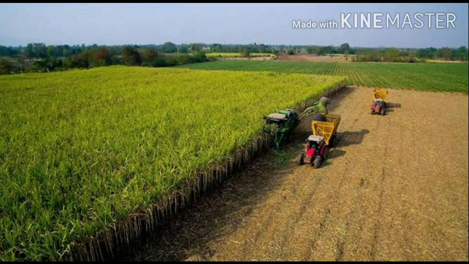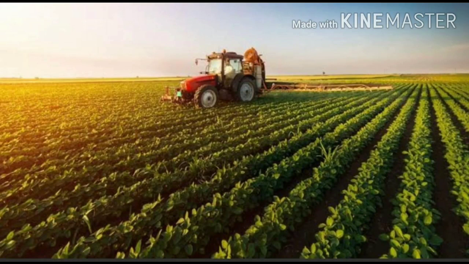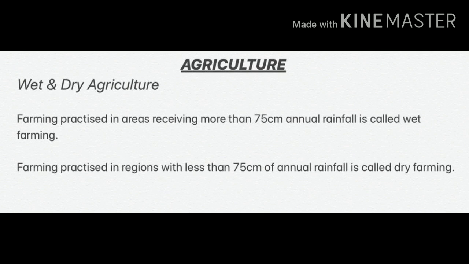So now let us talk about wet and dry agriculture. Firstly, farming practiced in areas receiving more than 75 centimeters of annual rainfall is called wet farming, whereas farming practiced in regions with less than 75 centimeters of annual rainfall is called dry farming.